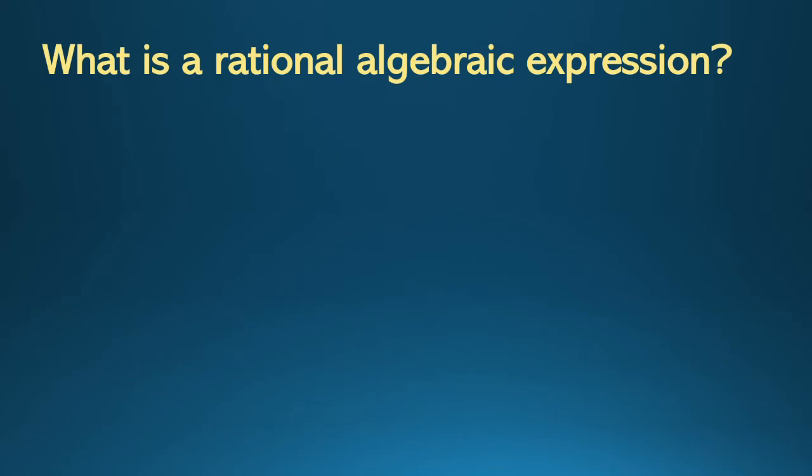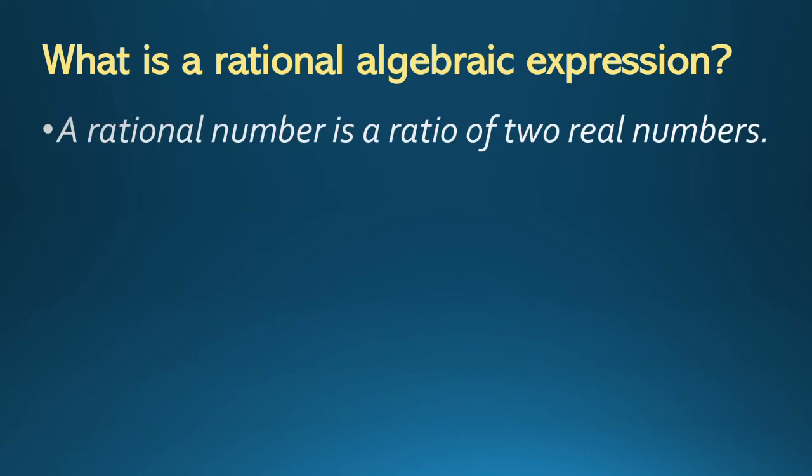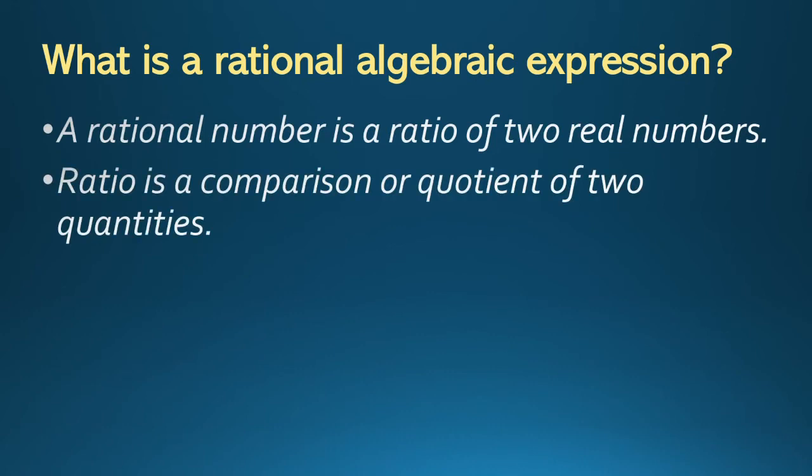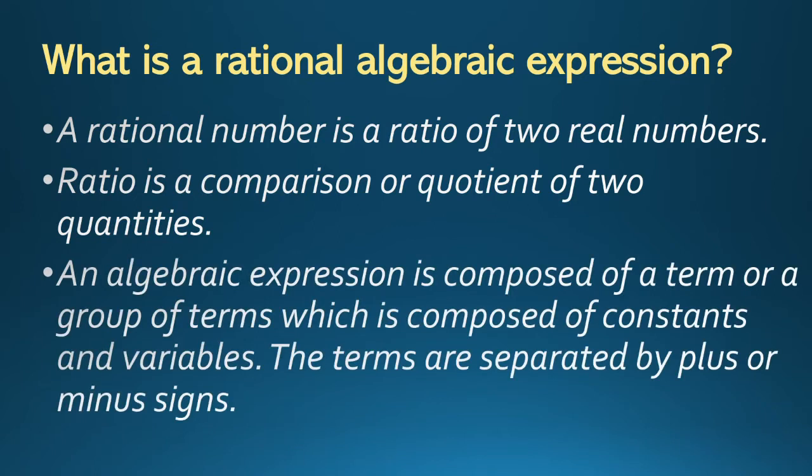First, let's have the meaning of rational. A rational number is a ratio of two real numbers. A ratio is a comparison or quotient of two quantities. Then, let's have algebraic expression. An algebraic expression is composed of a term or group of terms which consists of constants and variables. The terms are separated by plus or minus signs.